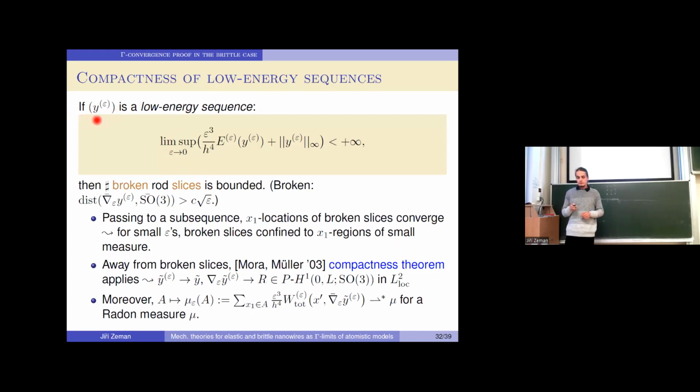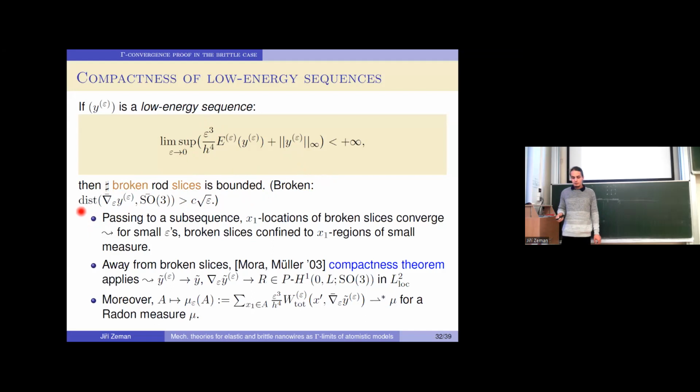So let's say that you have a sequence with a finite bending and torsion energy, and also with an L infinity bound. From this, it follows that the number of broken slices is bounded, because for every crack you pay a certain energy, and in this scaling the number of slices just can't blow up to infinity. And when I'm talking about broken slices, it's important to also say what I mean by this.